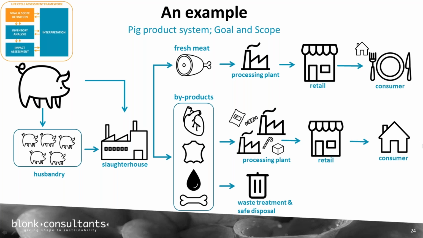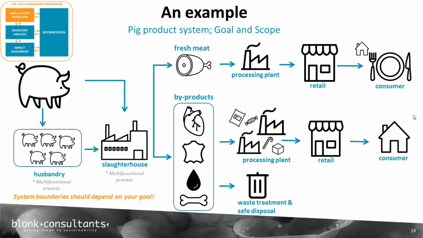And this is how you would define your system boundaries in the goal and scope definition. So the system boundaries always depend on your goal. So somebody could decide also to just focus on the farm level or on the slaughterhouse. But this is just an example of a full LCA.